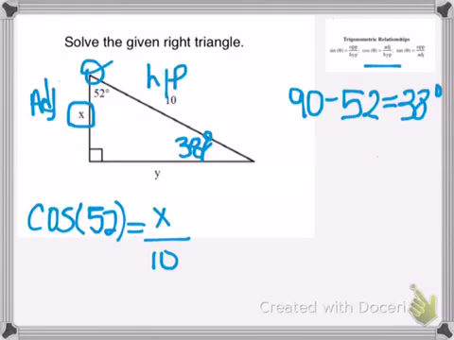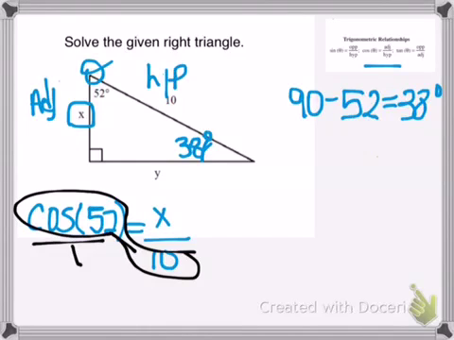And to solve it using a trigonometric ratio, I make it a proportion. This tells me to multiply cosine 52 times 10. So I use my calculator and I press cosine. Notice I don't press shift, times 10. And that's going to give me 6.15. That would be my measure for x.